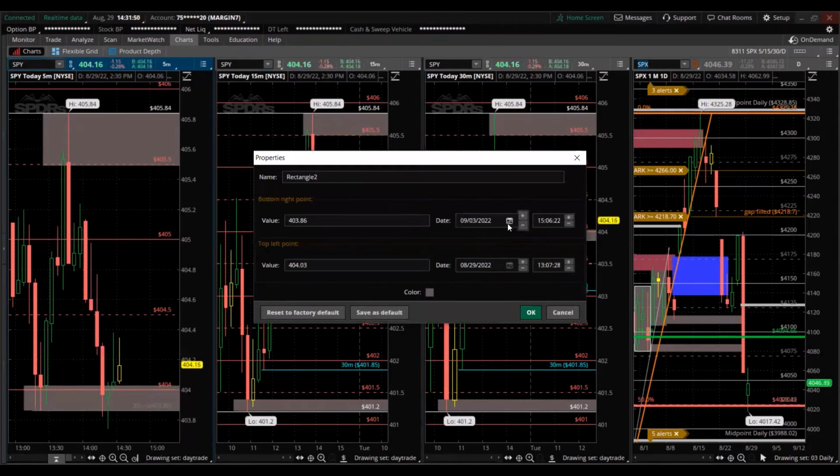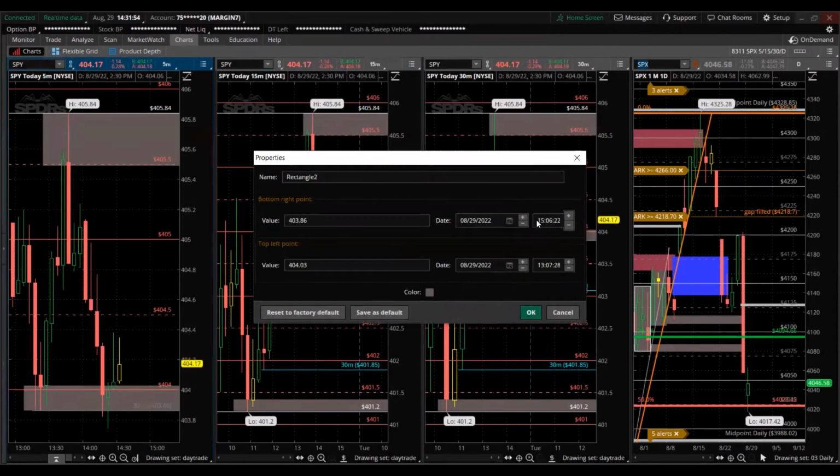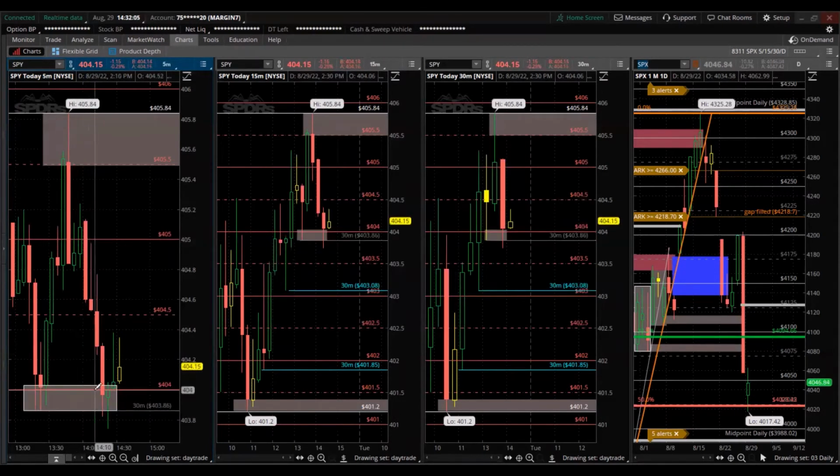Let's reduce the size of this. It's not as valid anymore, but I don't want to totally take it away. Good enough. There we go. So shrink it. We tested this area. This was a demand zone. Buyers tested it and went up. You need to decide: are you bullish or bearish? Well, we're going to watch this for maybe about 5 minutes.